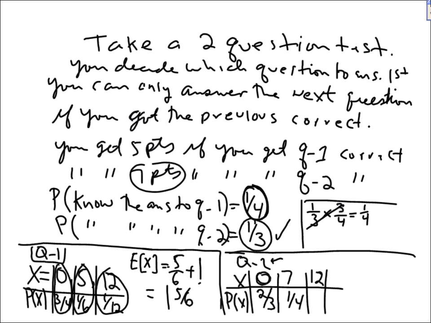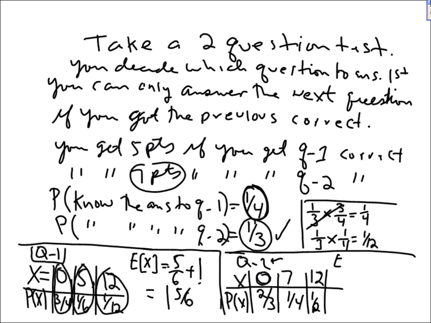Okay, what is the probability that you get all 12 points? Well, you have to get number 2 right, which happens a third of the time, and then you have to get number 1 right, which is 1/12. Oops, and put the 12 down nicely.